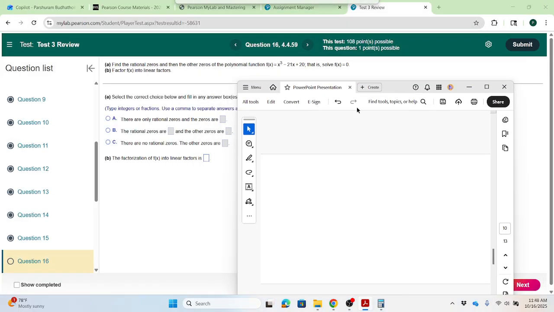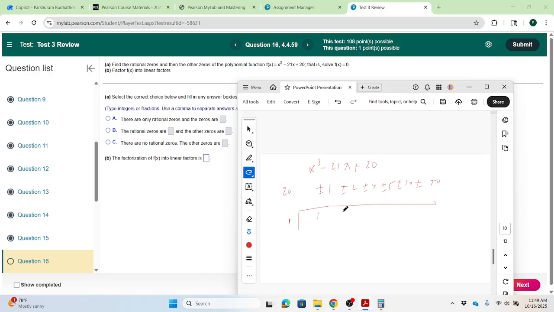Okay, so for finding the zeros of this function, we can use a similar process like we did before. Using the rational zero theorem, we need to find the potential zeros. For that, we need the factors of 20, which are plus minus 1, plus minus 2, plus minus 4, plus minus 5, plus minus 10, plus minus 20. So these are the options. Let's start with positive 1, check if it's 0 or not, and use synthetic division.